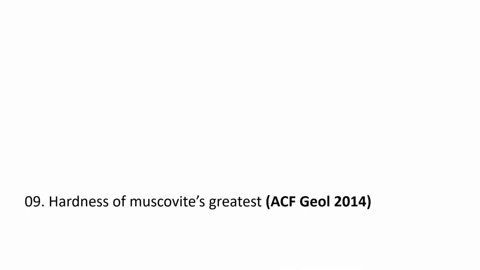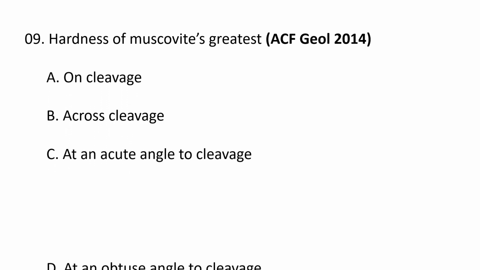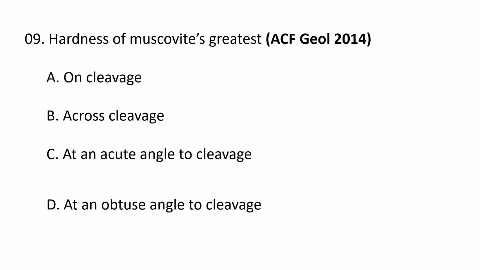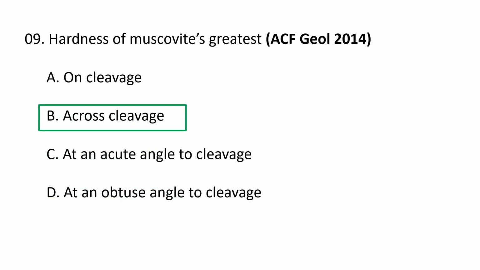Next question. Hardness of muscovite is greatest. Options are A. On cleavage, B. Across cleavage, C. At an acute angle to cleavage, D. At an obtuse angle to cleavage. So hardness of muscovite is greatest across the cleavage. So B is the correct option.